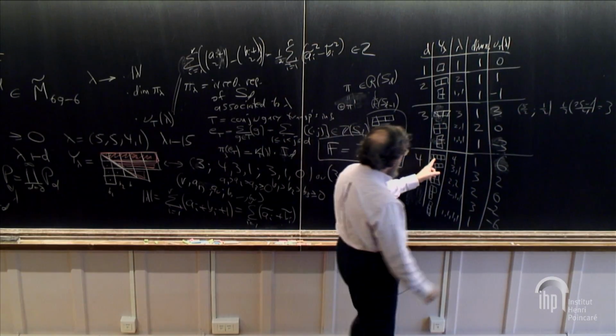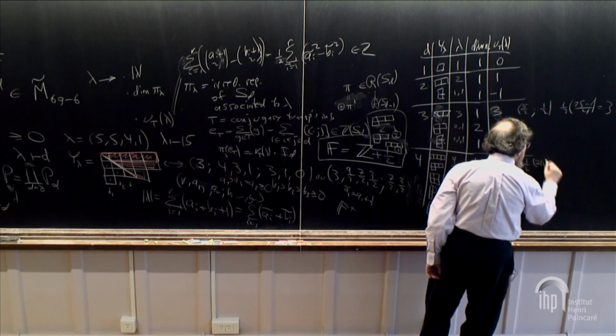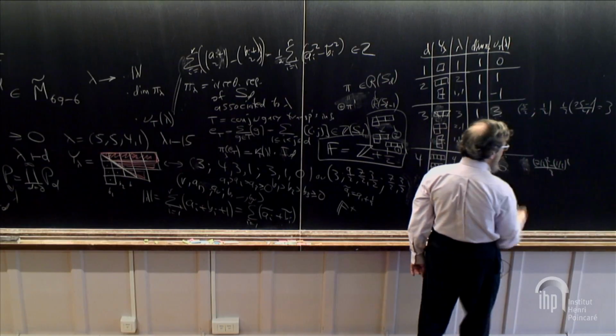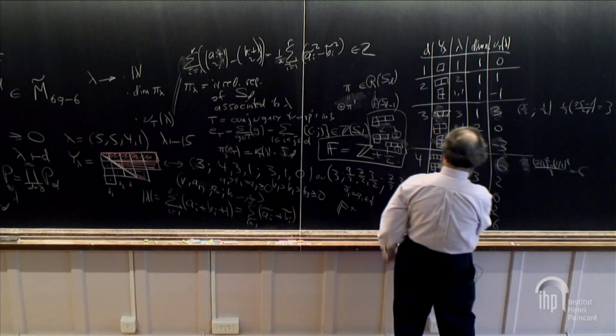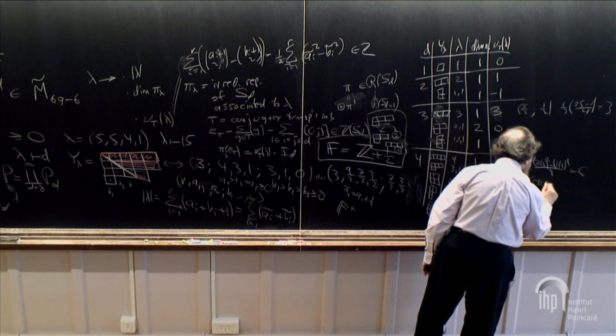So here it's the same thing. Here you'd have 3.5. So 1 half, 7 halves squared minus 1 half squared is 49 minus 1 over 8. So that's 6. And similarly, this one would be 5 halves and 3 halves.